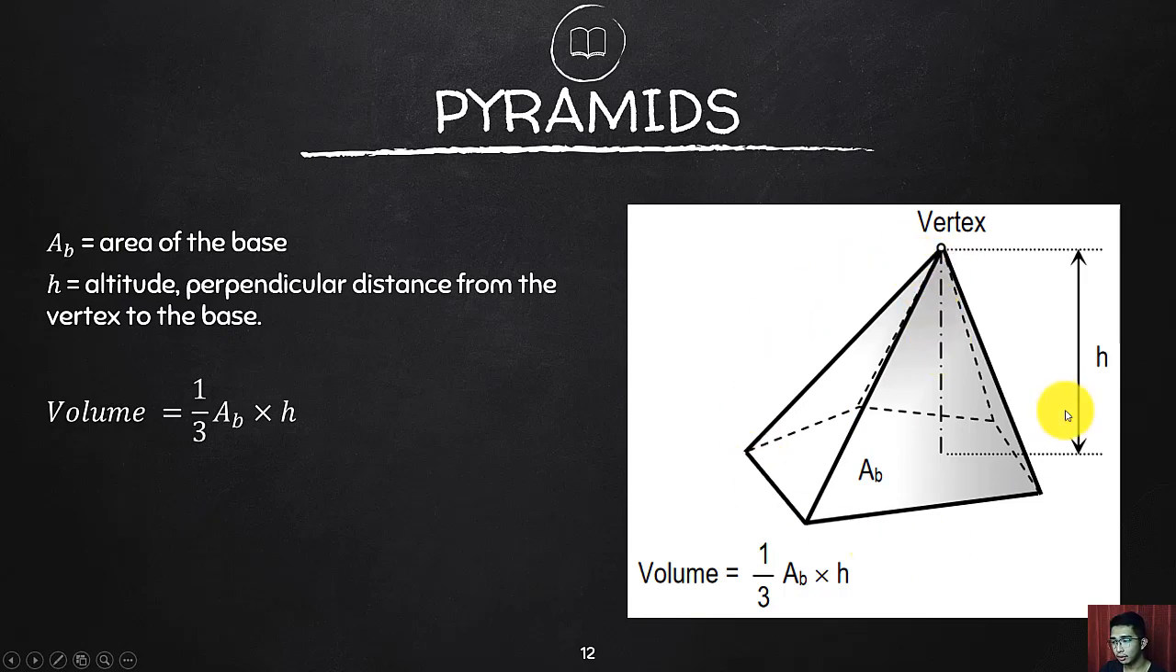So how do you compute for the volume of a pyramid? Solve for the area of the base, whatever shape that is, and then multiply it by its altitude and then divide it by 3. Okay, that's for a pyramid.